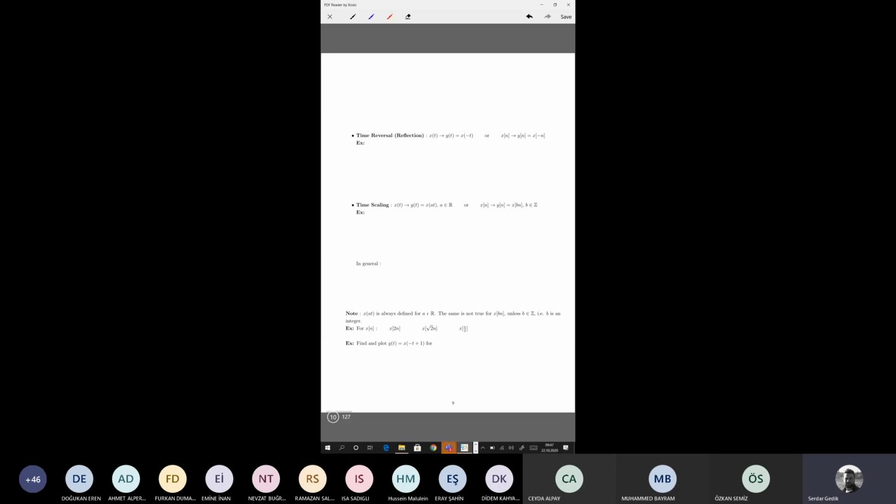Let's draw once more. So this is t1, this is t2, plus t1 plus t2. If you reflect again, this is what you will have. This is my minus t1, this is my minus t2, x of minus t. So the idea is similar for the discrete case.